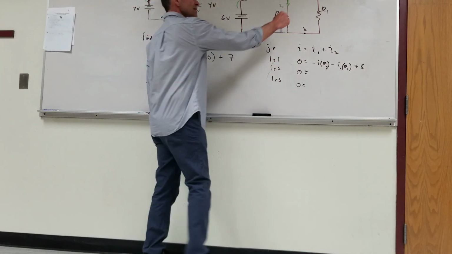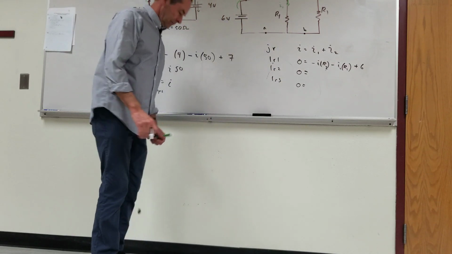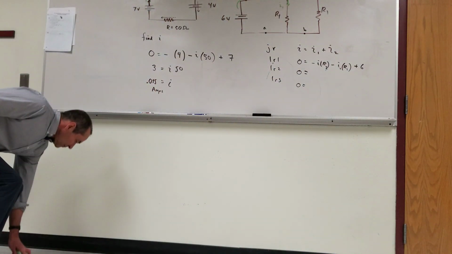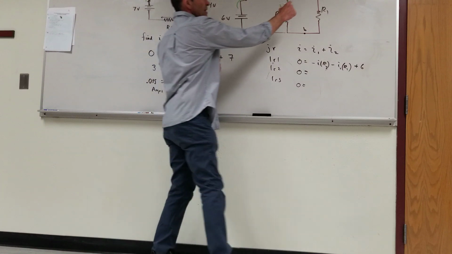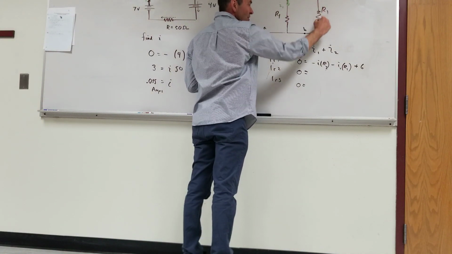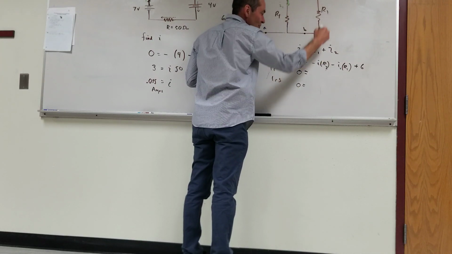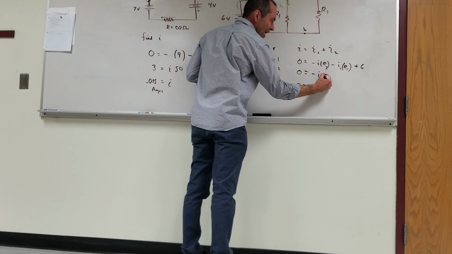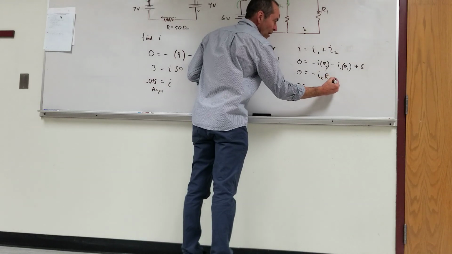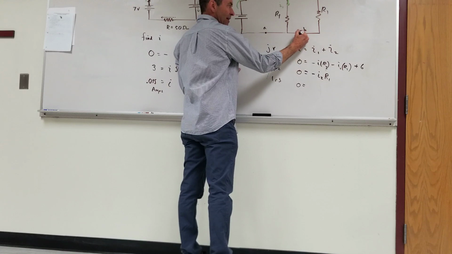Equation 2. Let's do this, our next loop. Pick any starting spot we like. I'm going to drop some resistance across R1, so it's going to be minus I2R1, minus I2R1. And I'm going to keep going around. Nothing, nothing, nothing, nothing, nothing.